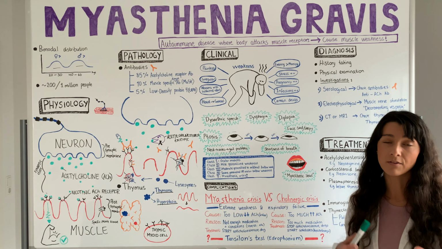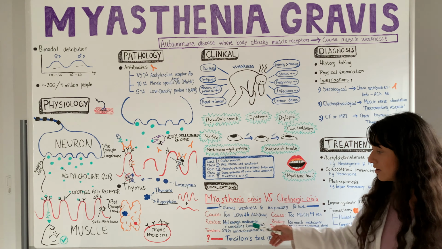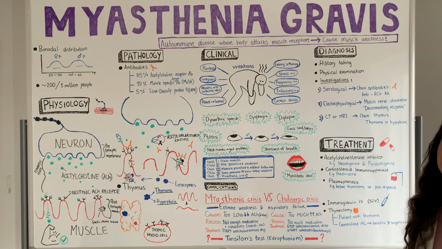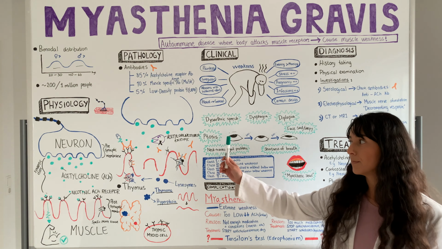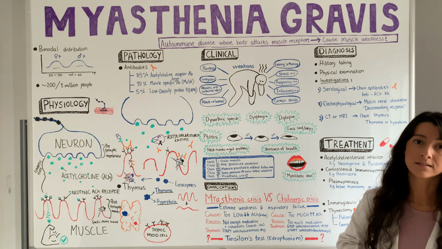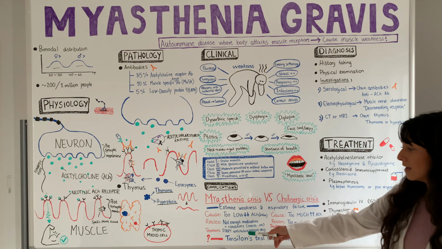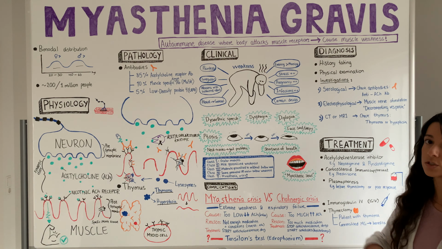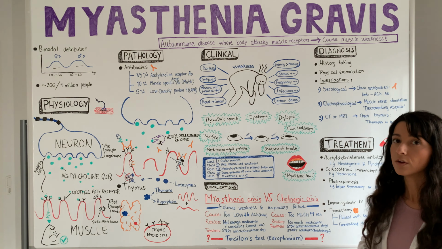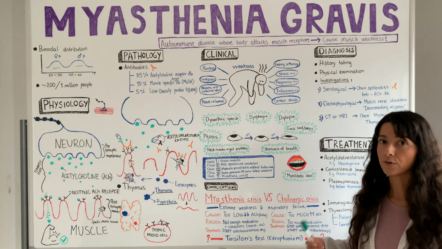But now the question is why these patients in the first place are reaching this very severe stage. Well, in myasthenia crisis, the reason can be that they are not receiving enough medication, so not enough acetylcholinesterase enzyme inhibitor. So we can increase their dosage and by that avoid further worsening of their symptoms.